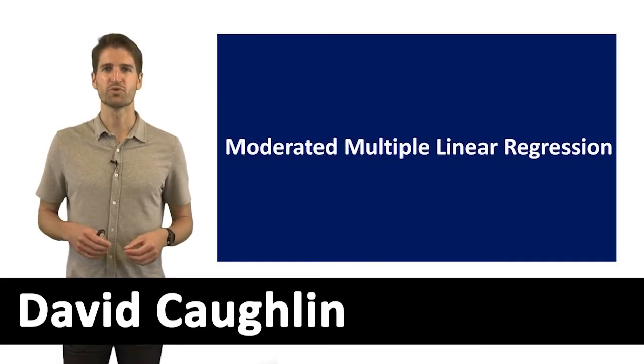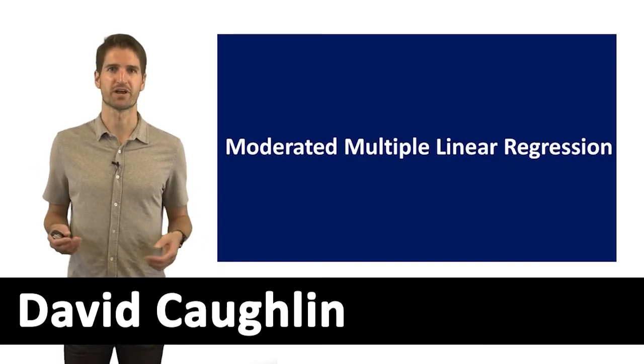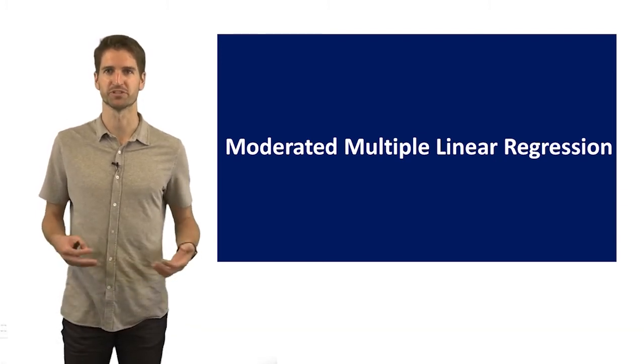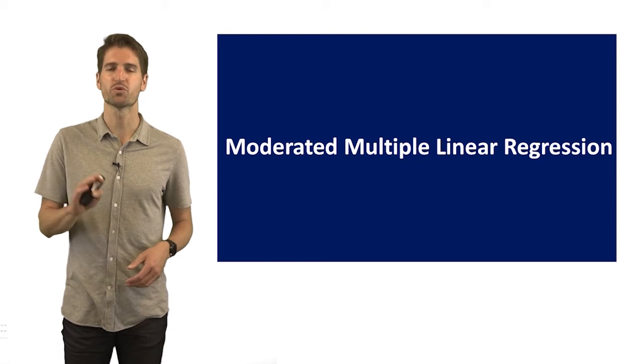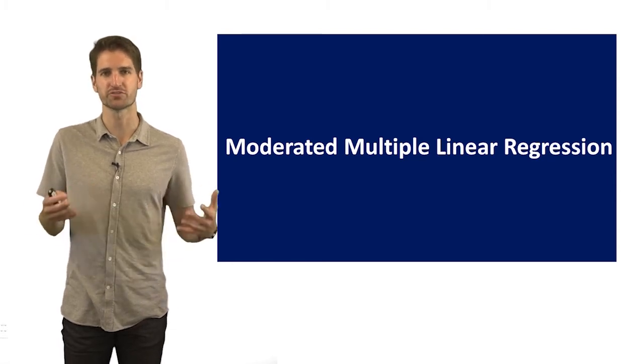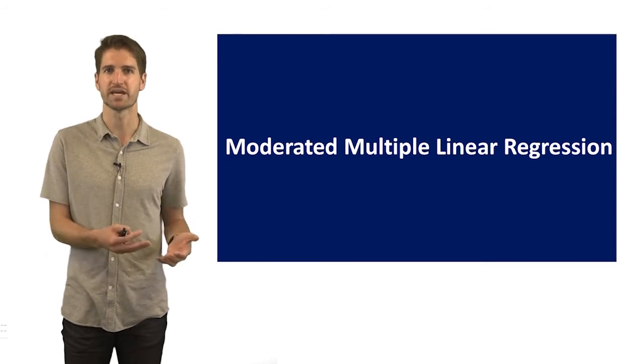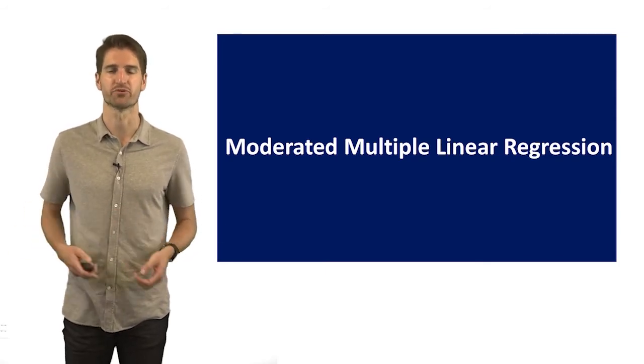In this lecture, we will cover moderated multiple linear regression. Now, as the name implies, this is a specific form of multiple linear regression, which means that we have two or more predictor variables, and in this case, one of those predictor variables can be treated as what we call a moderator variable, hence the name moderated multiple linear regression.